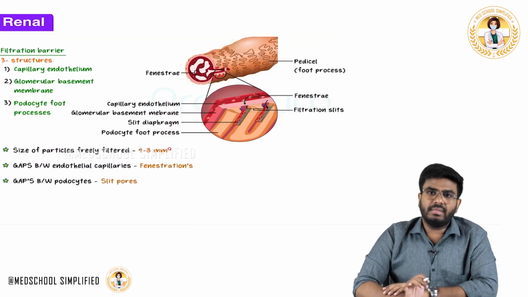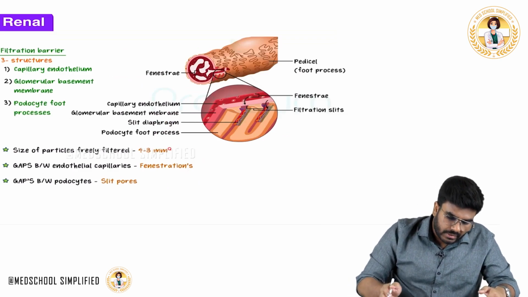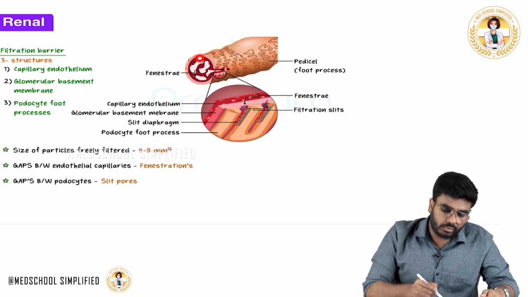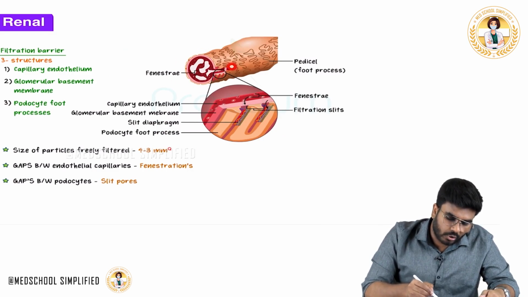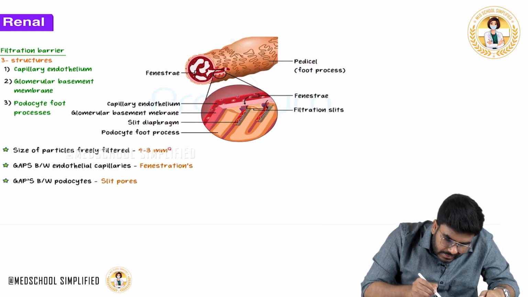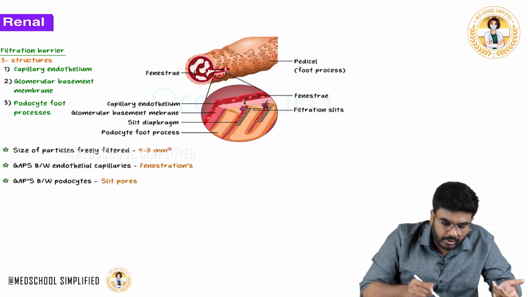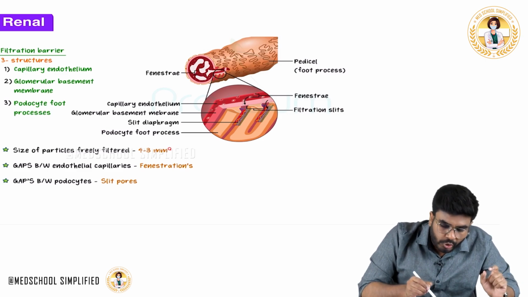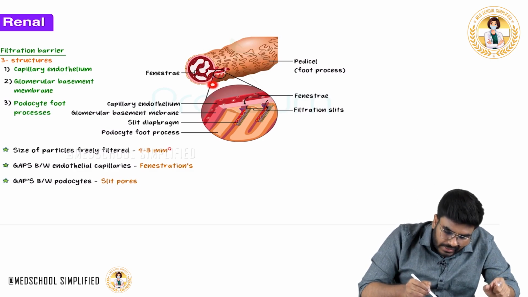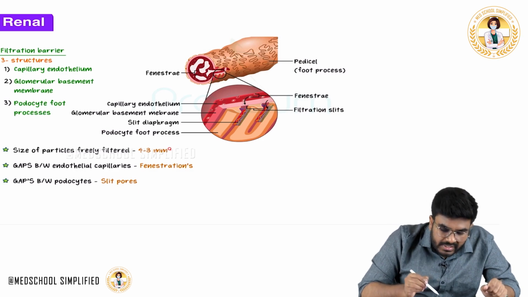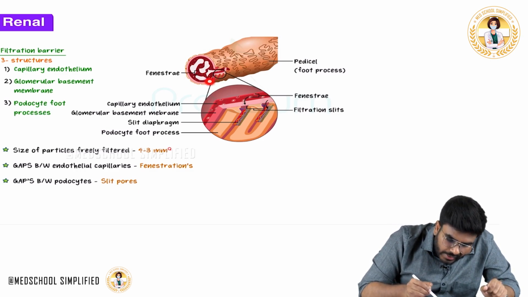Now we'll discuss in detail the filtration barrier. Guys, here I am showing you the glomerular capillary. Here is the blood: the plasma, RBC, WBC, platelets, everything will be here. Now I am going to show you the magnified view of this glomerular capillary. In this magnified view, please see this glomerular capillary.